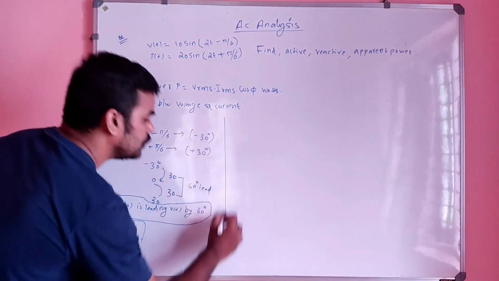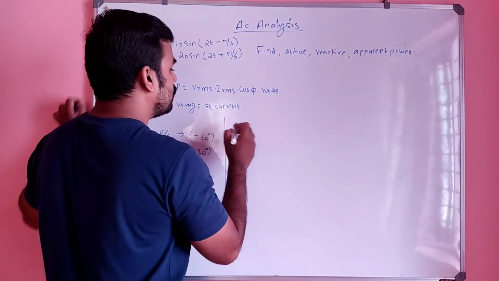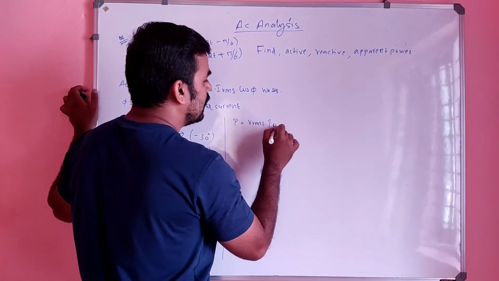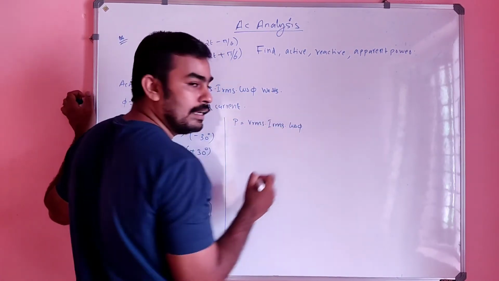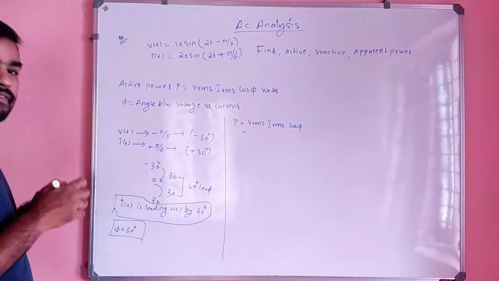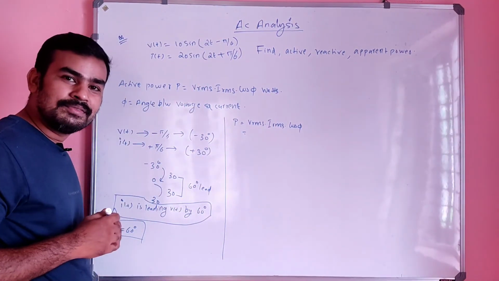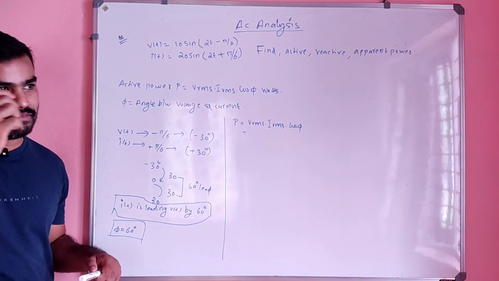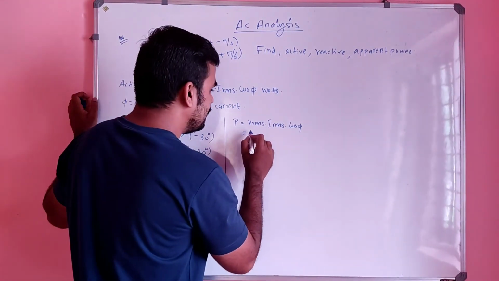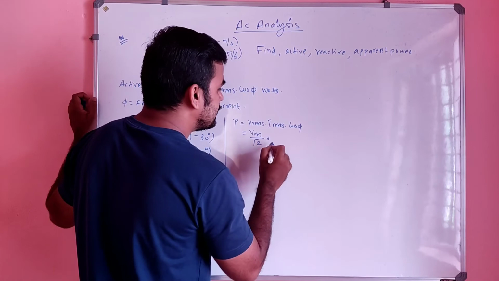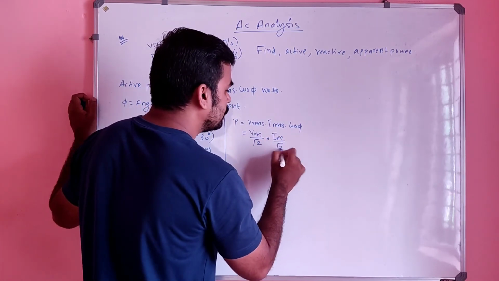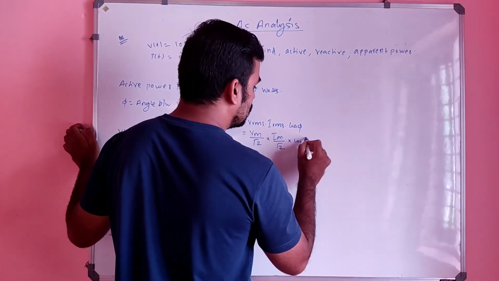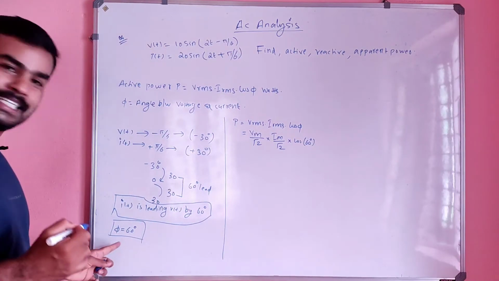So what will be our active power? Active power P is Vrms into Irms into cos phi, as I already said. What is Vrms here? Vrms is Vm by root 2. In an AC cycle, we already mentioned the RMS value is Vm by root 2, correct? Similarly, Irms is Im by root 2. So into cos phi, cos 60 degrees.